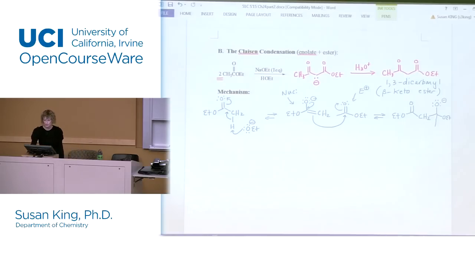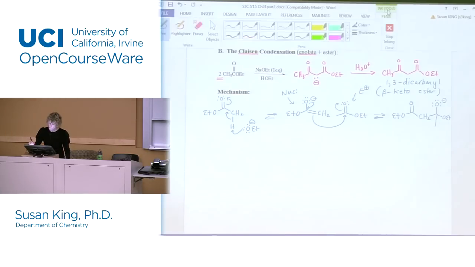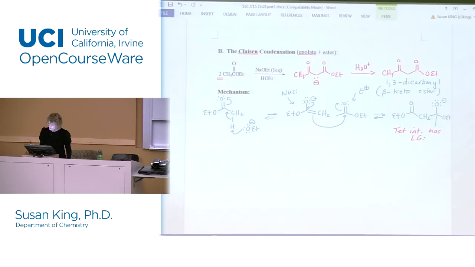So take a look at that tetrahedral intermediate and tell me what's going to happen. Do we have a leaving group? So the tetrahedral intermediate has a leaving group. If you've internalized everything we've learned so far this quarter, it's going to be easy for you to make these decisions. We're going to have the electrons come down and kick off ethoxide. All right, we didn't have a leaving group in the aldol, did we? So that's why we got a different product.